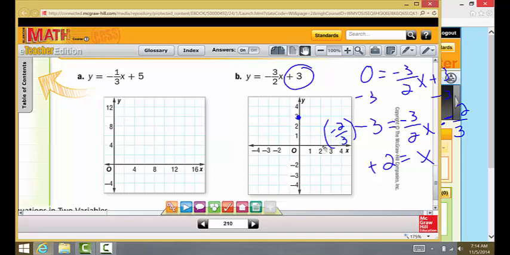So we have our x-intercept of 2, and now it is time to draw our line. And we want to start here and go through our intercept. Get this as accurate as possible.